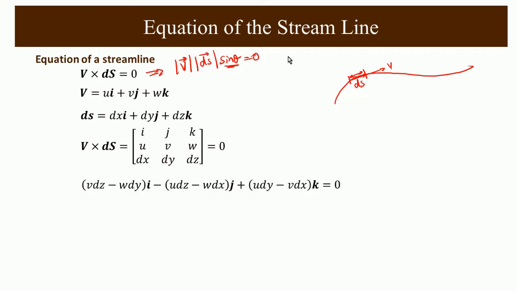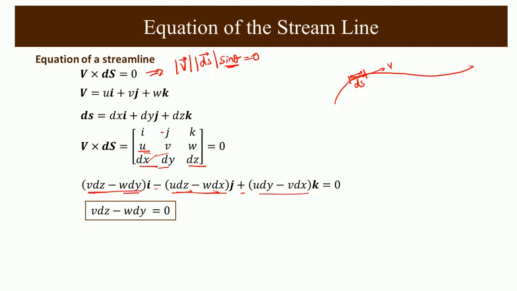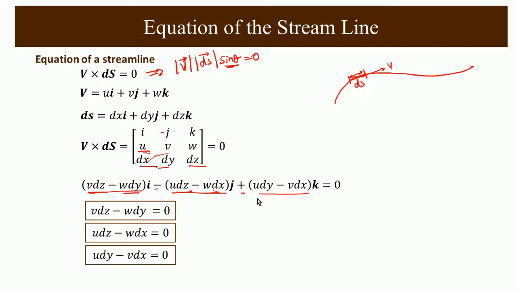And when we open up that determinant, when we solve the determinant, we get this equation: i into (v dz minus w dy), minus j into (u dz minus w dx), plus k into (u dy minus v dx). Okay, this is how it comes. Now this can be written individually. If you see, this is equal to 0, this is equal to 0, this is also equal to 0. So that particular thing we can write like this.